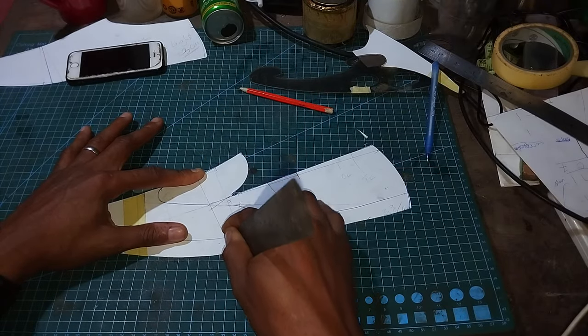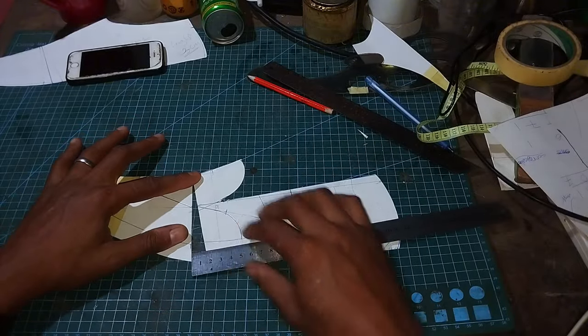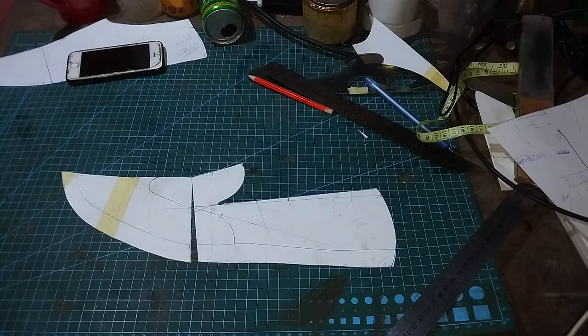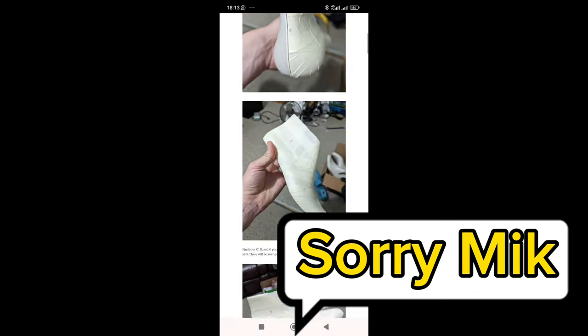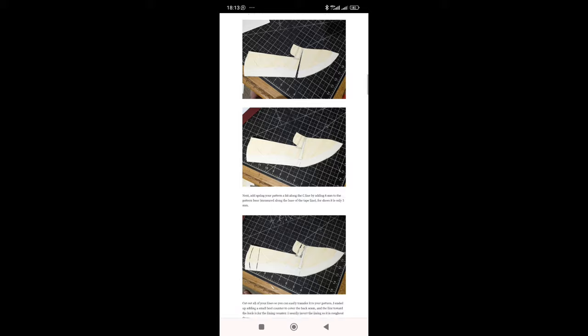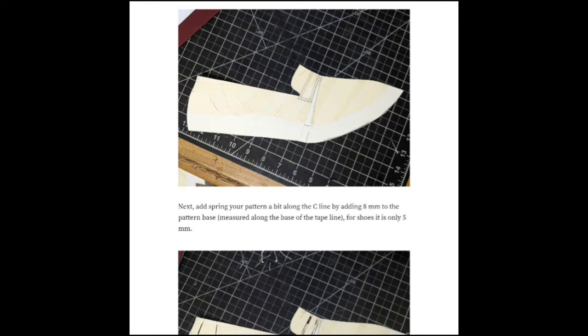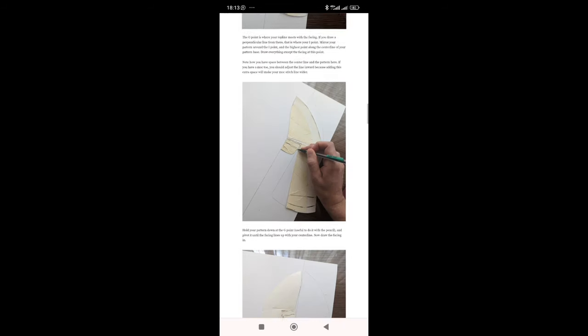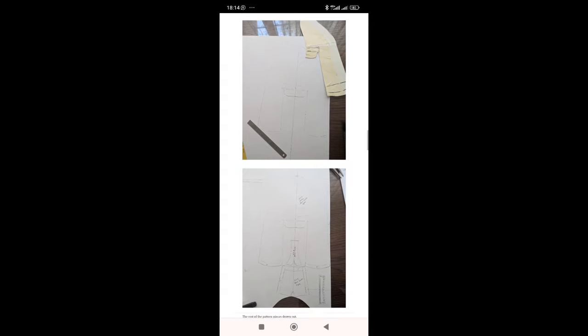So this is his method, which involves splitting the vamp line and adding 3 to 5 mm to it. Now this is the screenshot of Mikhail Blaskivka's article that I was talking about just now. And his method for springing the vamp, like I said, involves splitting the vamp line open and adding about 5 mm to 8 mm to the split, and using that to spring the entire pattern. So let's see how that is done.